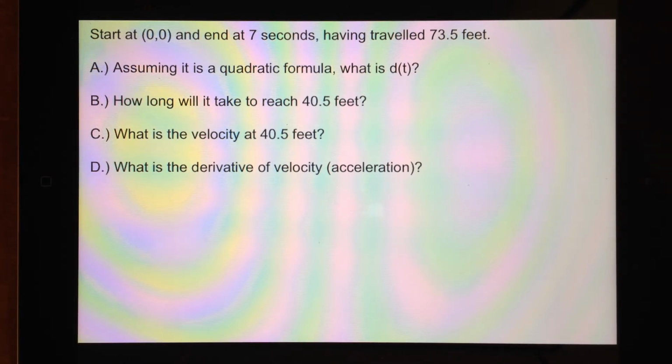Alright, as I was rolling down a hill, I realized, light bulb moment, I can make a related rates problem. So I start at 0, 0, and I end at 7 seconds, having traveled 73.5 feet. And then I ask myself, assuming it is a quadratic function, what is d of t? How long will it take to reach 40.5 feet? And what is the velocity at 40.5 feet? And then finally, what is the derivative of velocity, or the acceleration?